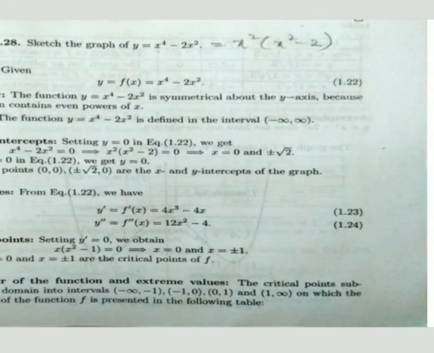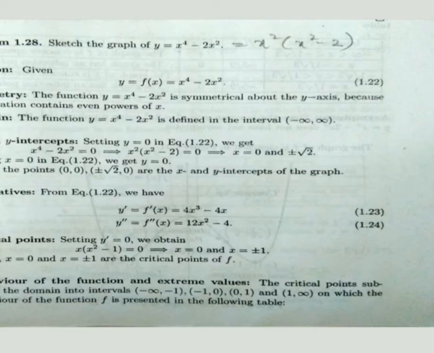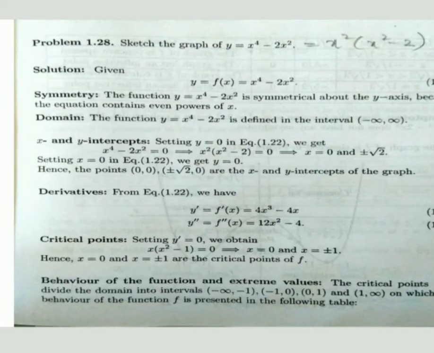Next problem is sketch the graph of y is equal to x power 4 minus 2x square. Again this function is an even function, so it is symmetrical about the y-axis because the function has even powers of x. Now the function y equal to x power 4 minus 2x square is defined at every real point, that is in the interval minus infinity to plus infinity.